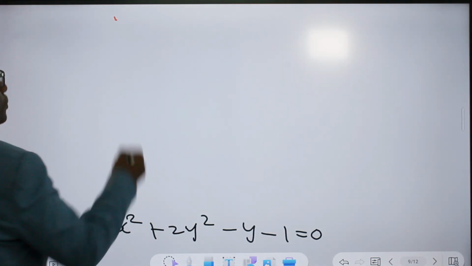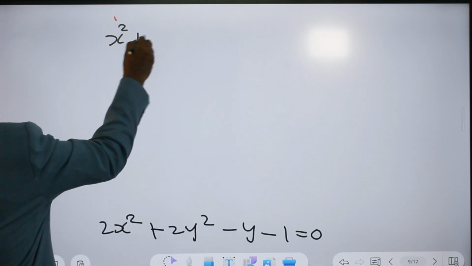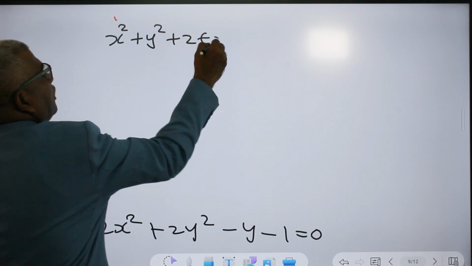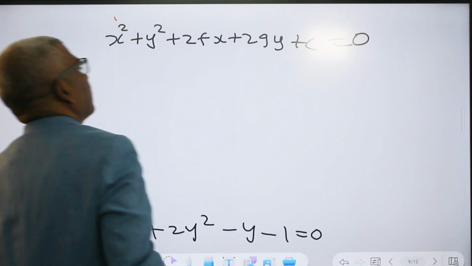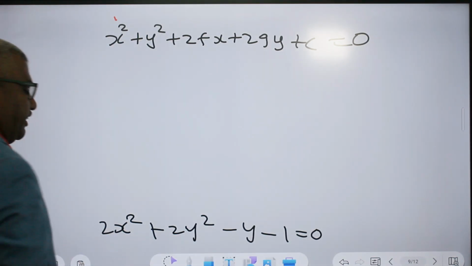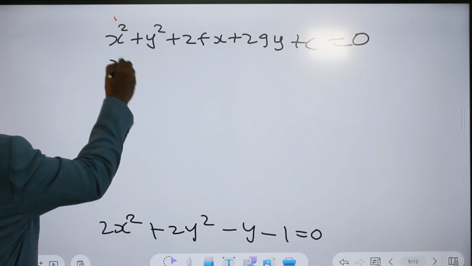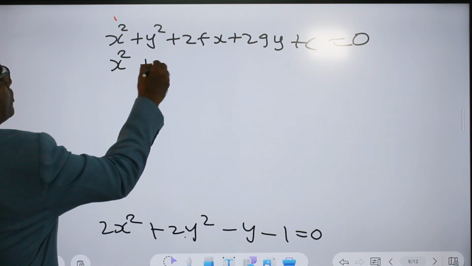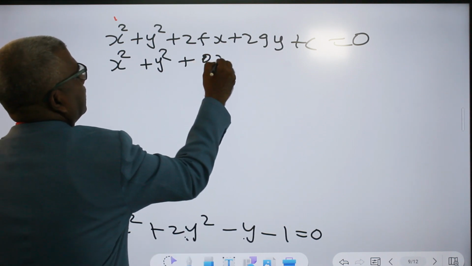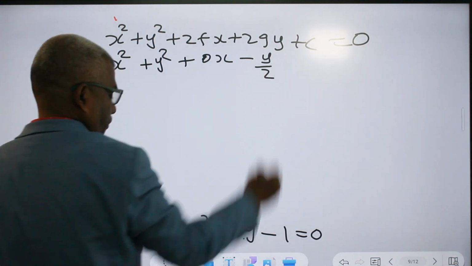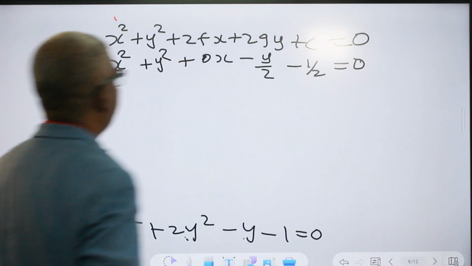So divided by 2, because circle equation is what? Circle equation is x squared plus y squared plus 2fx plus 2gy plus c is equal to 0. Because here 2x squared is there, I am converting it by dividing by 2. X squared plus y squared minus y by 2, 0x, minus 1 by 2 is equal to 0.